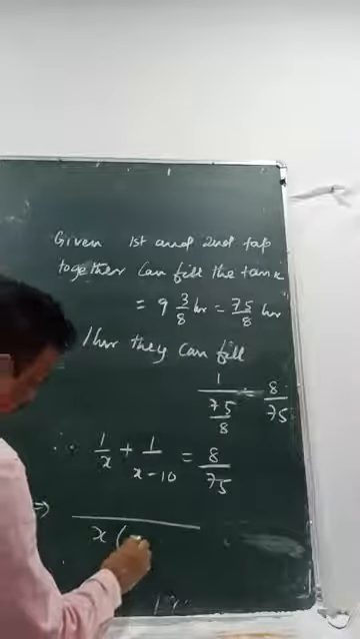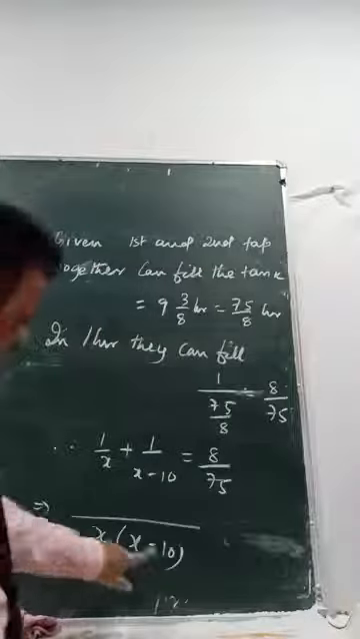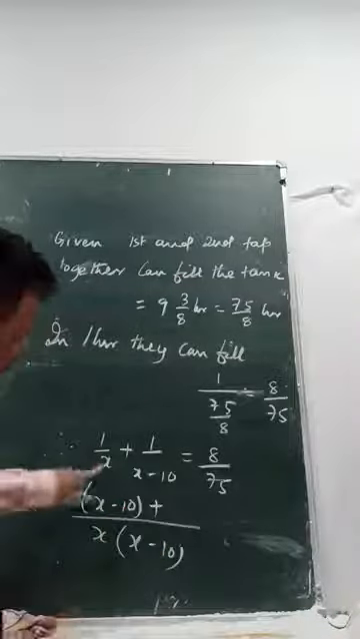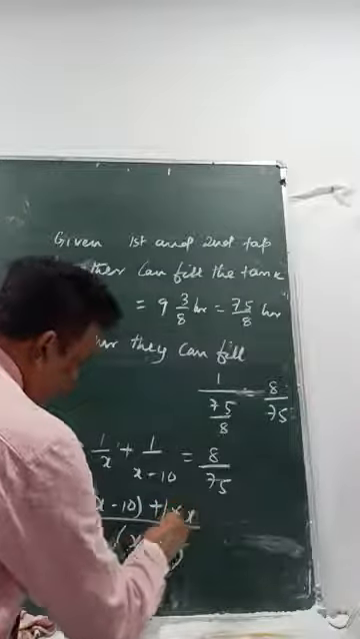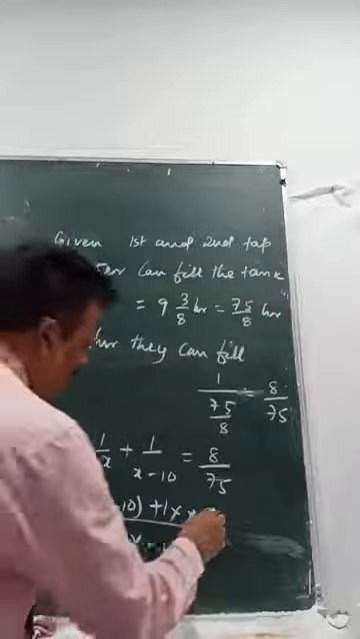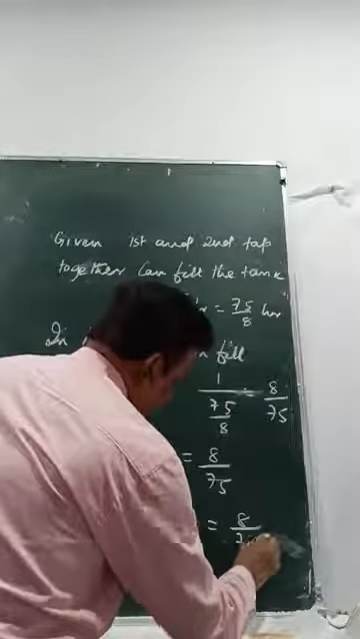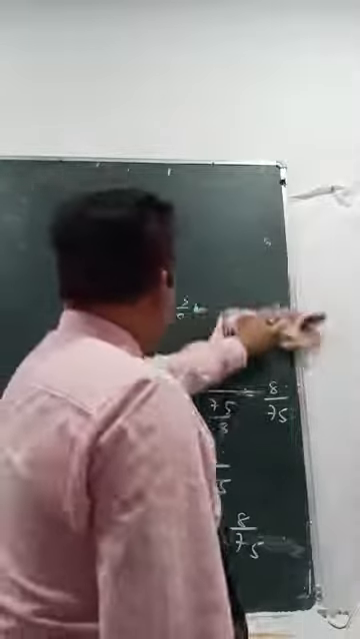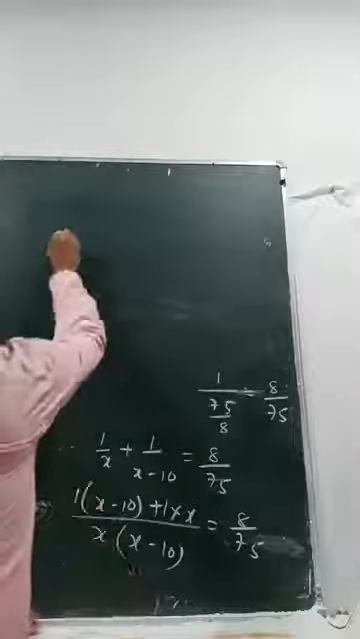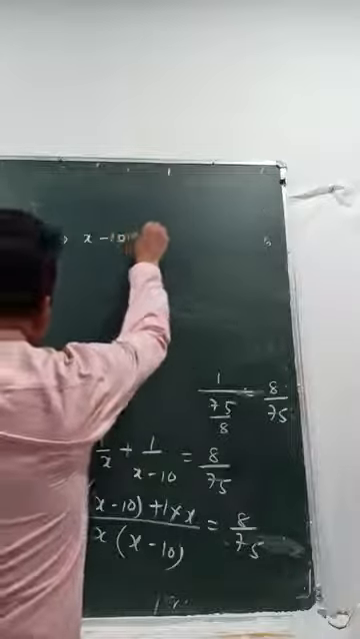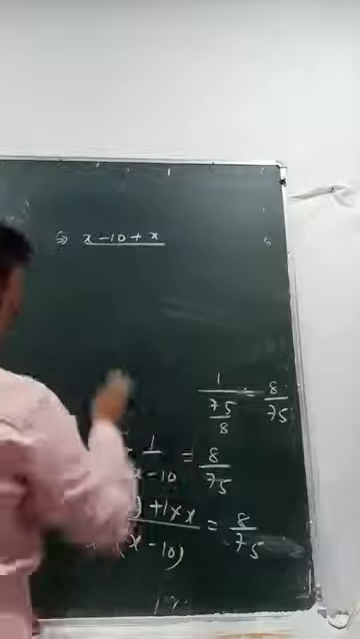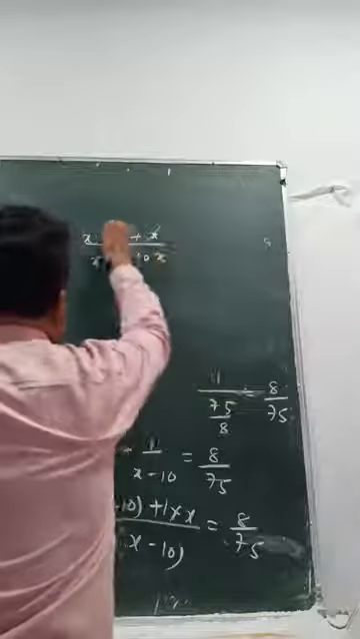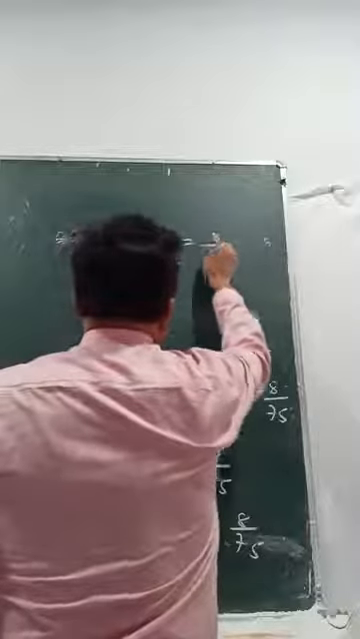LCM is x into x minus 10. This will go here, 1 into x minus 10. This will go here, 1 into x. Remember this procedure, equals 8 by 75. So to simplify, what will you get? This implies x minus 10 plus x over x square minus 10x. This is cancelled. Equals 8 by 75.